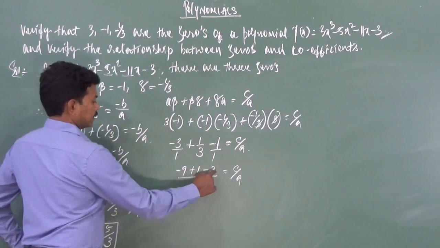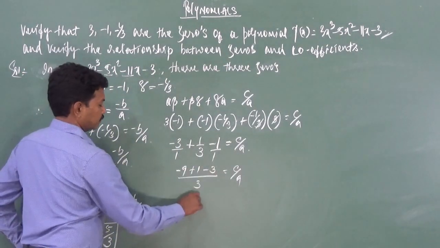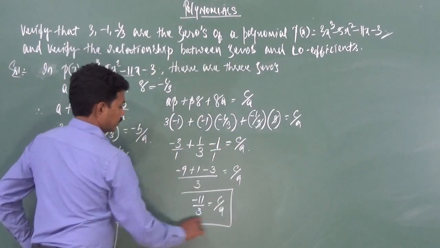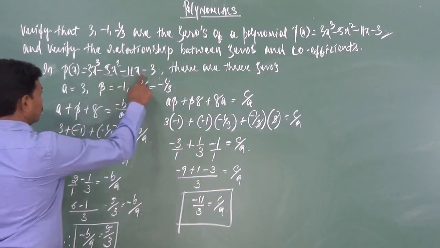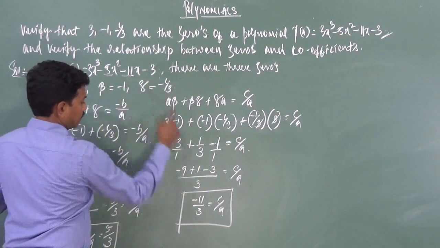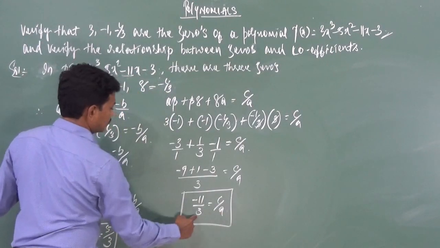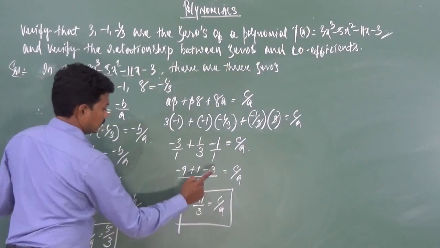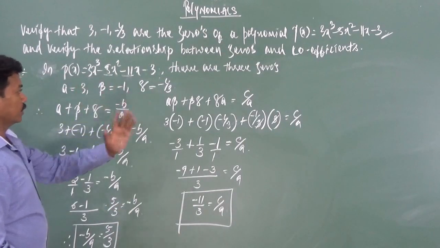So minus 9 minus 3 is minus 12, minus 12 plus 1 becomes minus 11 by 3 is equal to C by A. So here you can see the value of C in the polynomial is minus 11, and the A value is 3. So minus 11 by 3 is equal to C by A. We have verified the relationship between the zeros and the coefficients.